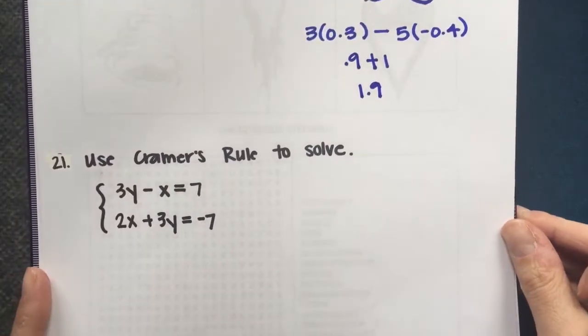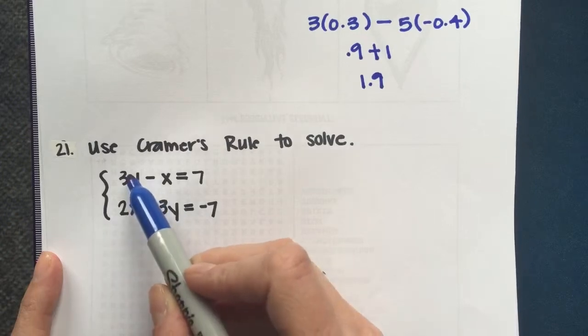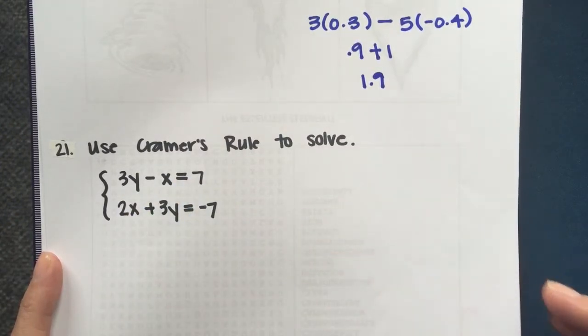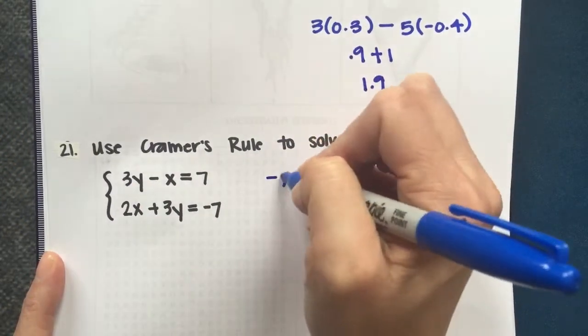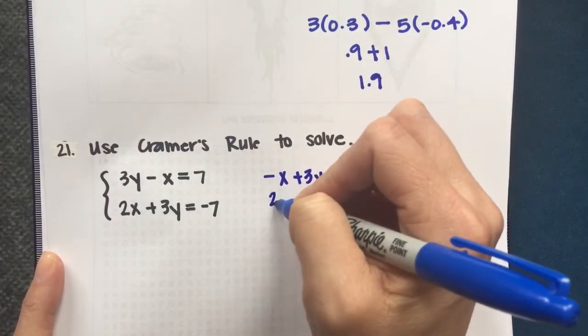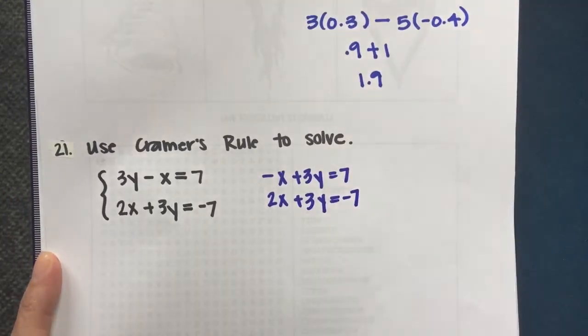For Cramer's rule, for a 2x2 matrix, we need to make sure that they are in order. That should go x, y equals constant. These two are not, so I need to rearrange them first. They're already on the right side, I just need to change the order. So negative x plus 3y equals 7, and then 2x plus 3y equals negative 7.